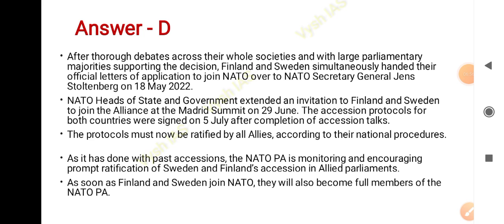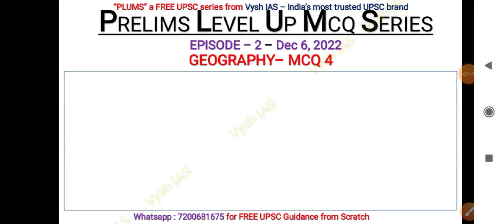So you have to keep track. Whenever Finland and Sweden join NATO, then they will become members of NATO. As of now, they're not members of NATO. Also, Ukraine is not a member of NATO. You have to remember this. All this war is going on, but still right now Ukraine is not a member of NATO. Please remember that, and keep track of the news and current affairs as well.